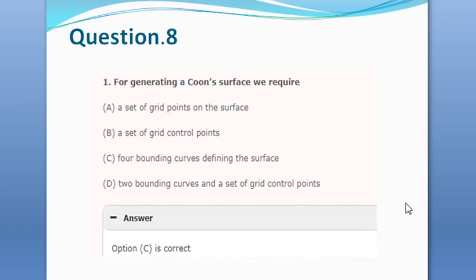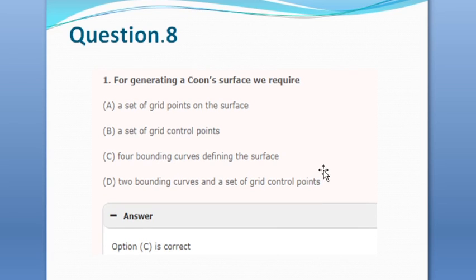Then question A. Here also the question is asked from modeling. It's a surface modeling question. One of the surface generation techniques is Coons surface generation technique. A set of grid points on the surface, a set of grid control points, 4 bounding curves define the surface, 2 bounding curves and a set of grid control points. For generating a Coons surface, there are 4 boundary curves that define the Coons surface.